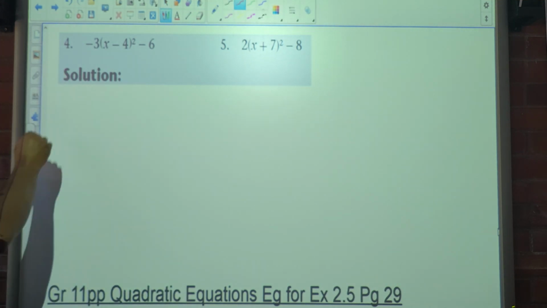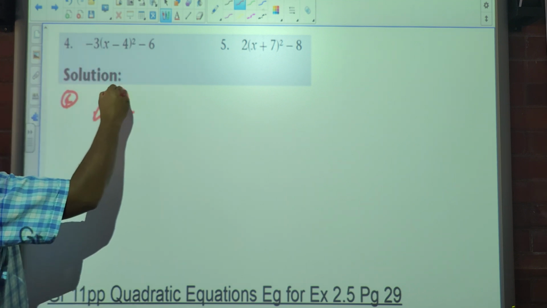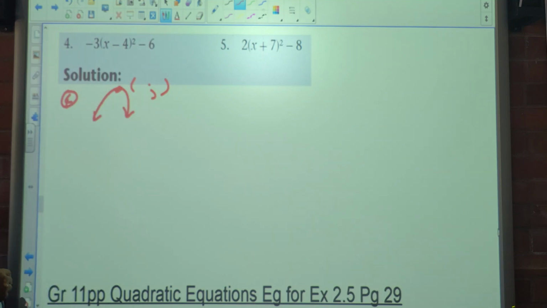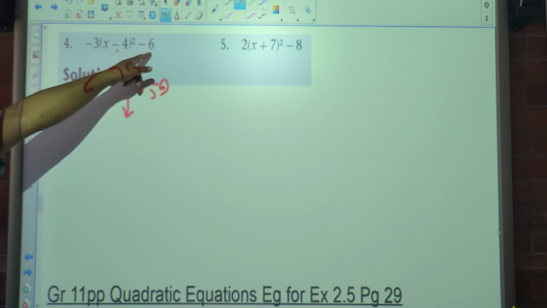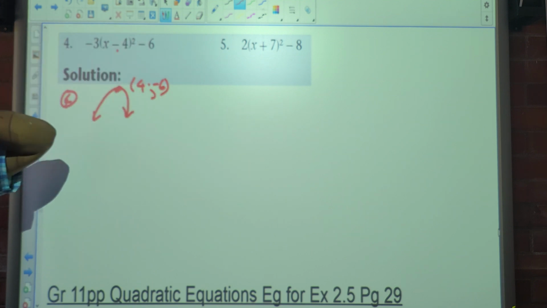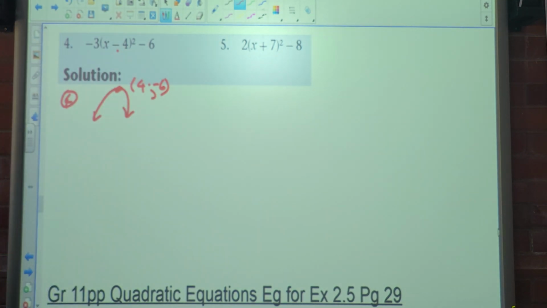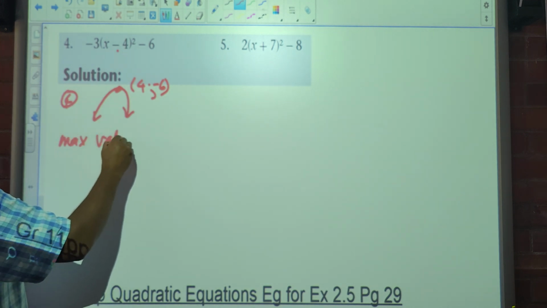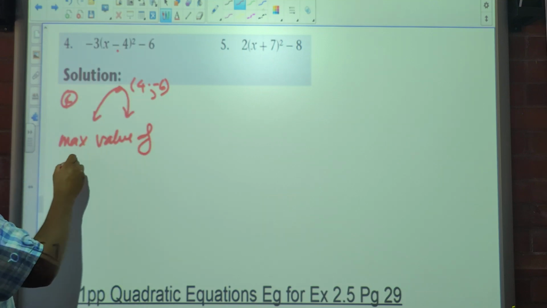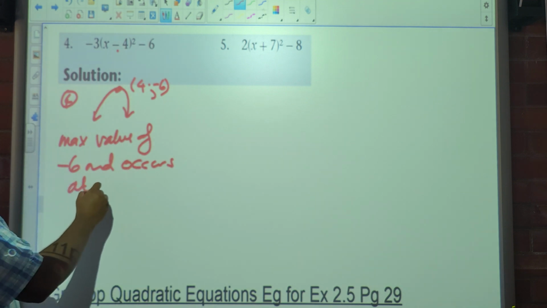Number 4. Minimum or maximum? Maximum. What are the coordinates of this maximum? 4 and negative 6. Remember the x is always the additive inverse while the y is what it is there. The sign only changes on the x. When we draw these graphs and the shifting of the graph, we'll understand why. But for now it's the additive inverse. So this graph has a maximum value of negative 6 and occurs at x equal to 4.